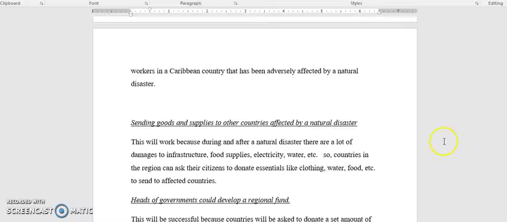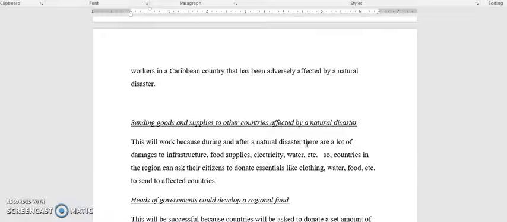Way 2, sending goods and supplies to other countries affected by a natural disaster. This will work because during and after a natural disaster, there are usually a lot of damages to infrastructure, food supply, electricity, water, etc., right? So countries cooperating in the region to ask their citizens to donate essentials like clothing, water, food, etc., can be sent to affected countries.